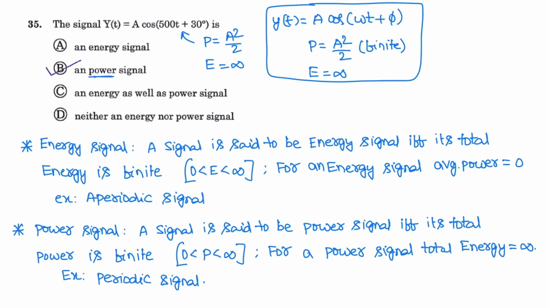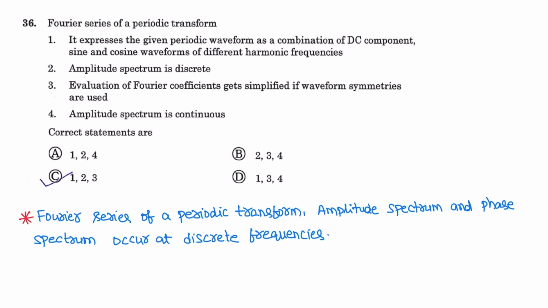Next question. Fourier series of a periodic waveform. Statement 1: it expresses the given periodic waveform as a combination of DC component, sine and cosine waveforms of different harmonic frequencies. So statement 1 is correct. Statement 2: the amplitude spectrum is discrete. So the Fourier series of a periodic waveform has a discrete amplitude spectrum. Next, statement 3: the evaluation of Fourier coefficients gets simplified if the waveform symmetries are used. So this is also true.